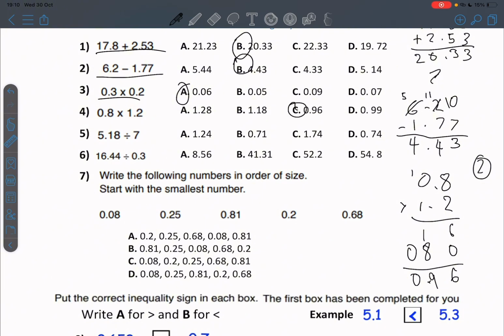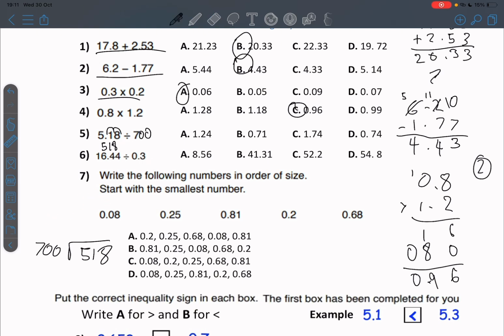Okay, question 5, how do we divide now? So, dividing is a bit more difficult. Easiest way to do this is make these into whole numbers. Right, so what I've done there is I just times them both by 100, right? So now it's 518 into 700. I believe I did that wrong. This should go to the left hand side, and this should be in here for the bus stop method.